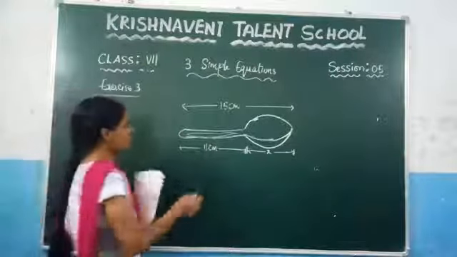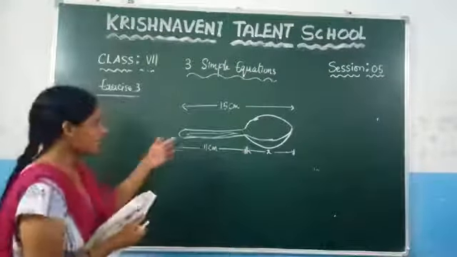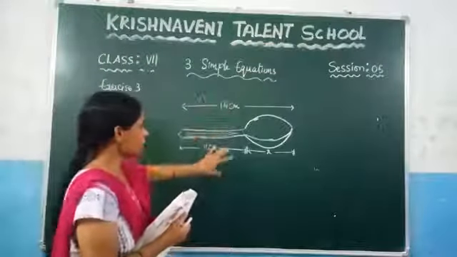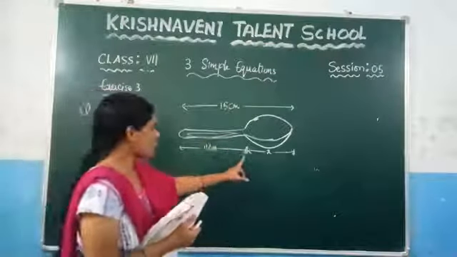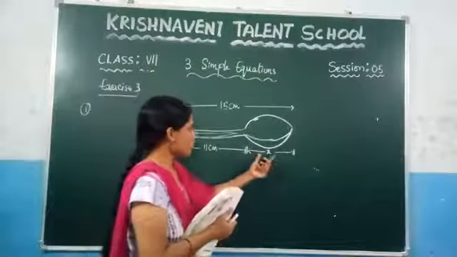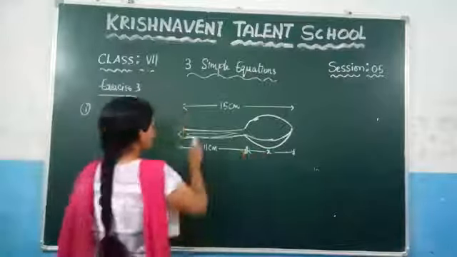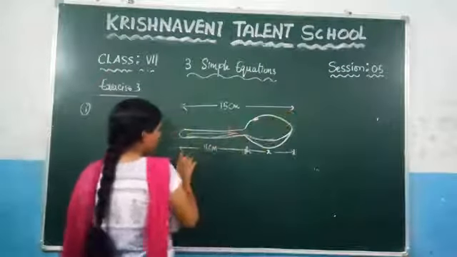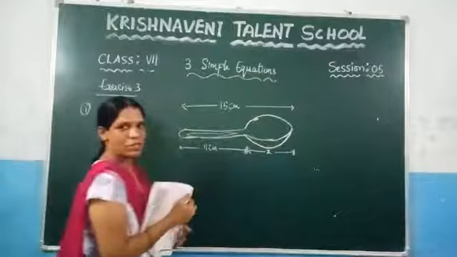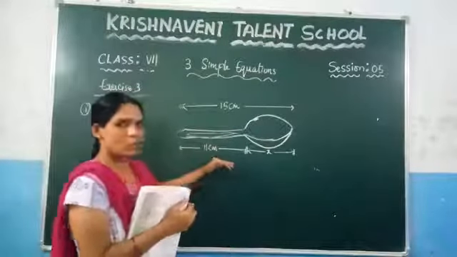They have given the total length of the spoon as 15 centimeters, and the same length is divided into two parts, and up to this point they have given the length as x, and they ask you to find the value of x. Clearly you can observe that this total length and this total length are the same, because they represent the same spoon. The length above and below are both the same.